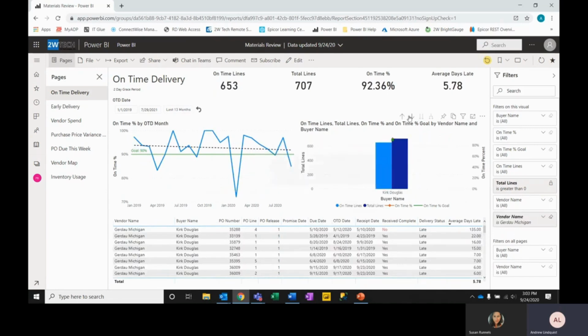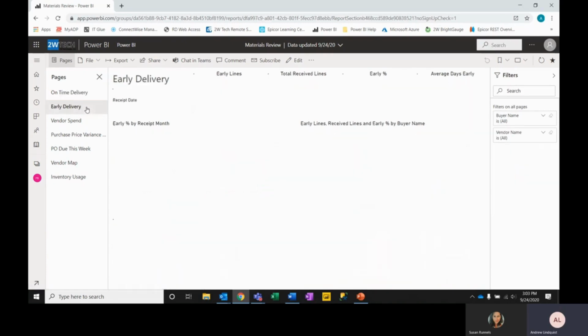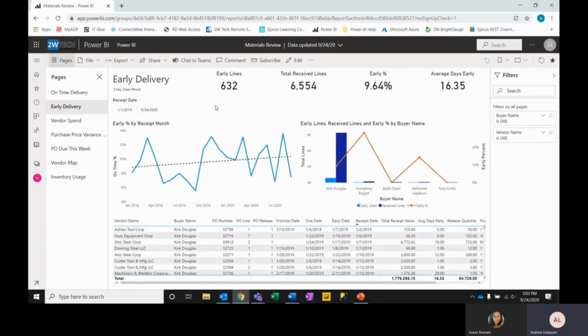The next tab focuses on early deliveries. So this tracks all your deliveries that were delivered early with a 5-day grace period.